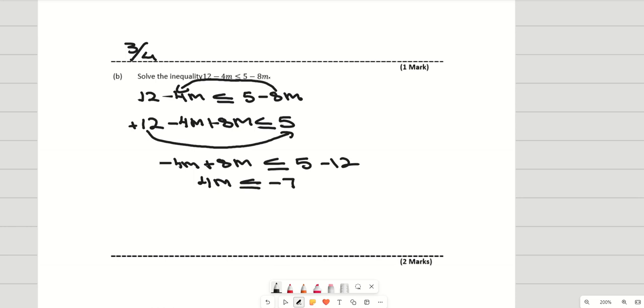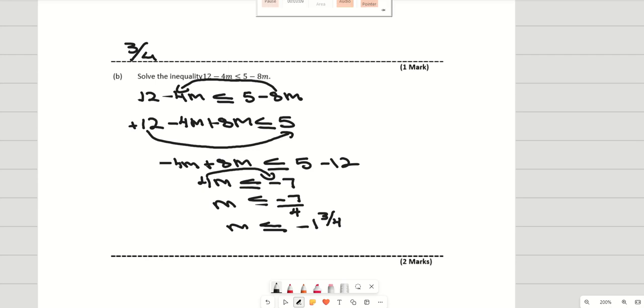We want to make m the subject, so you're going to carry across. The relationship between 4 and m is multiplication. So if you carry across multiply by 4, the opposite of multiply by 4 is divide by 4. So this is minus 7 divided by 4. So m would be less than or equal to negative 1, 4 is 4, 5, 6, 7, so negative 1 and 3 over 4. And that is how we would solve for B.